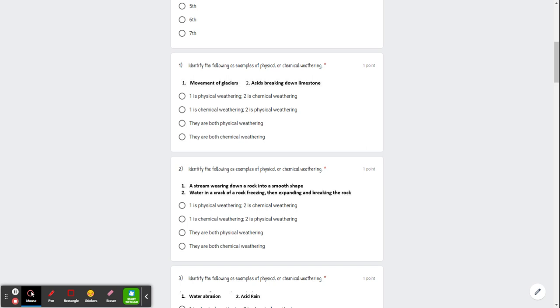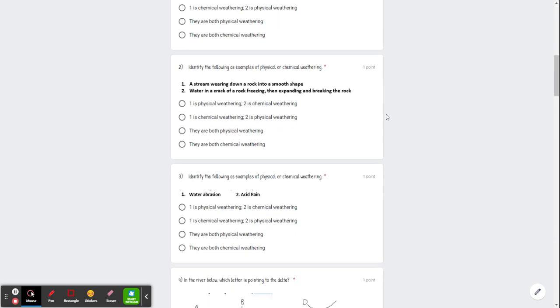So 1, movement of glaciers. 2, acids breaking down limestone. So option 1, movement of glaciers is physical weathering; 2, acids breaking down limestone is chemical weathering. Option 2, 1, movement of glaciers is chemical weathering; 2, acids breaking down limestone is physical weathering. They are both physical weathering, or they are both chemical weathering.